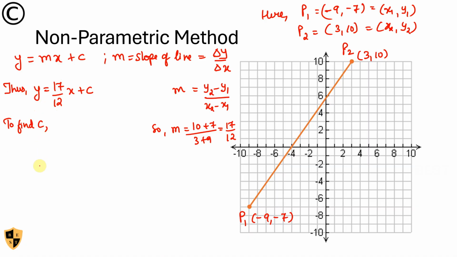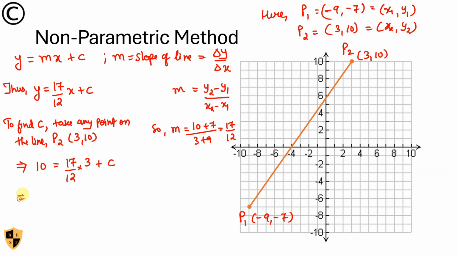What we will do is take any of the points. Let's say we take point P2. So I will have 10 equal to 17 by 12 times 3 for this particular point, plus c, which will give me c equal to 23 by 4. Thus the non-parametric equation of the line is going to be y equals 17x by 12 plus 23 by 4.